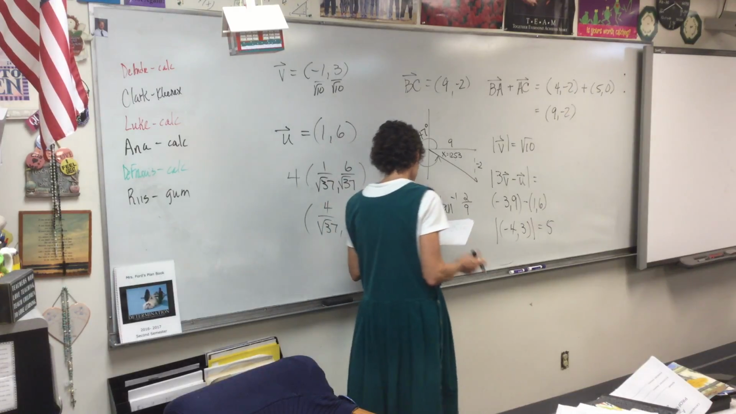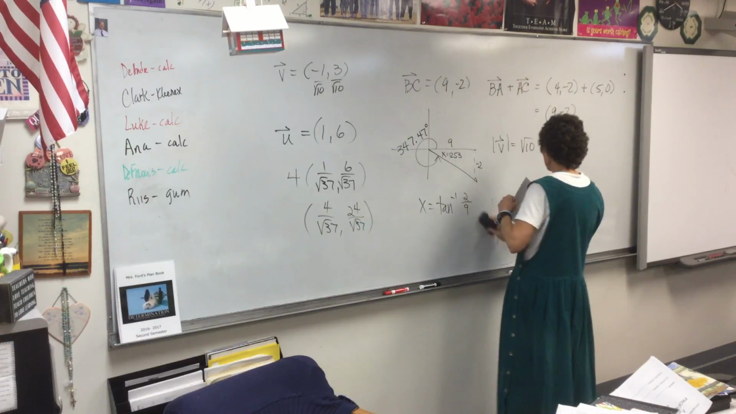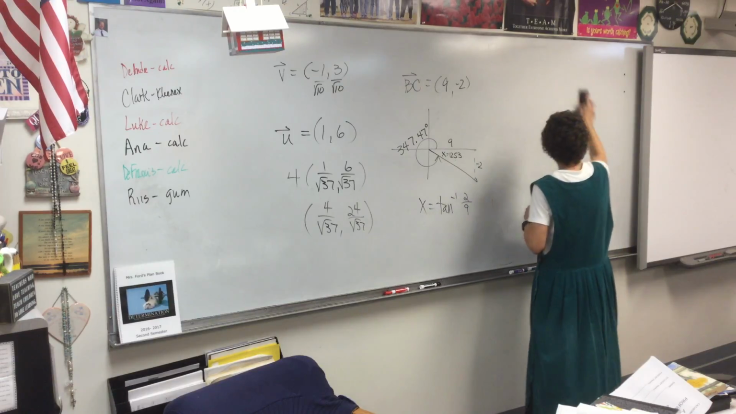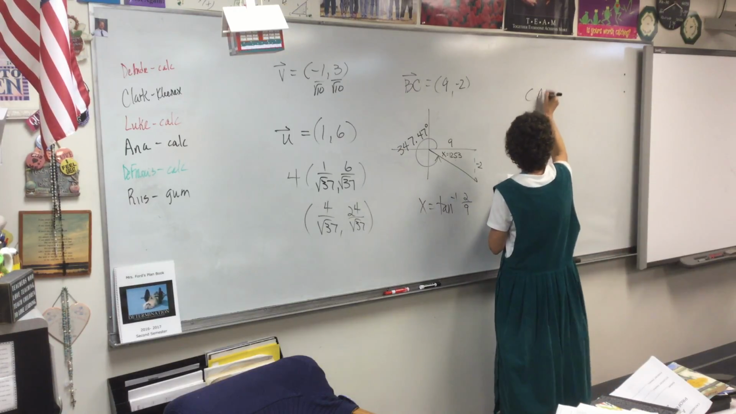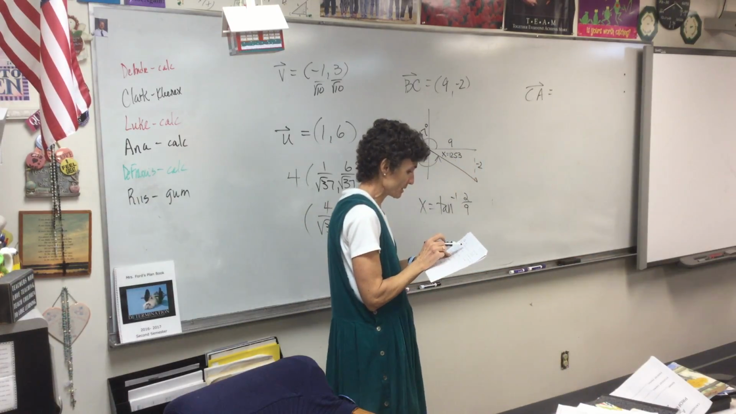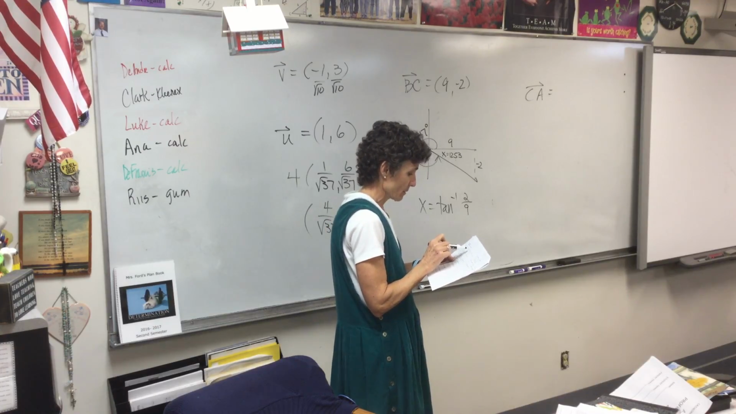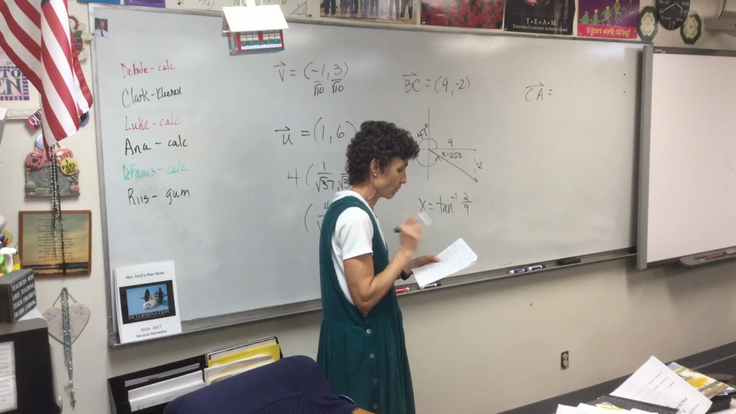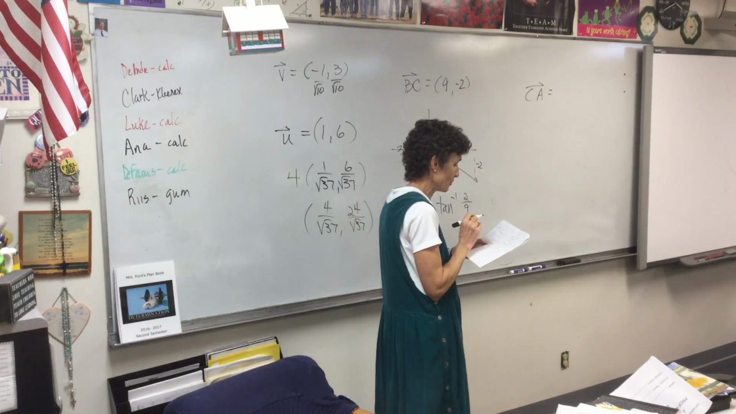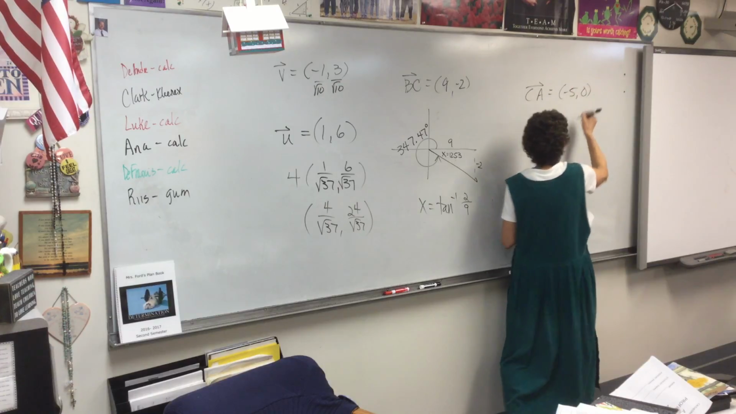Alright, that was 9. Let's see, 10. Write CA as a linear combination of i and j. Now, any vector can be written in terms of i and j, but I need to figure out what the vector is first. So I can't remember if I've done CA or not. What are the coordinates of the vector from C to A? From C to A, negative 5, 0. So that vector is negative 5, 0.